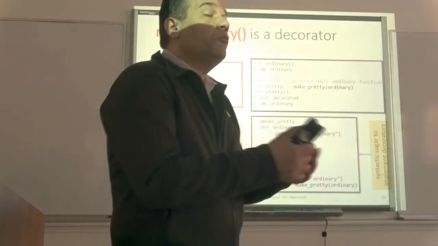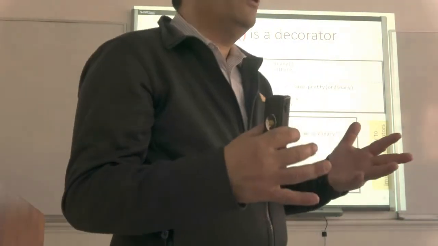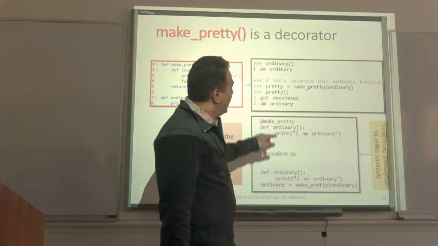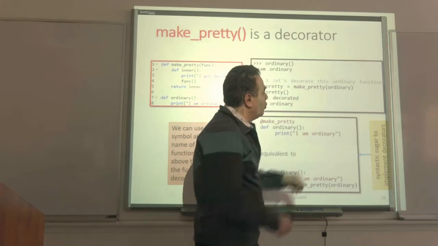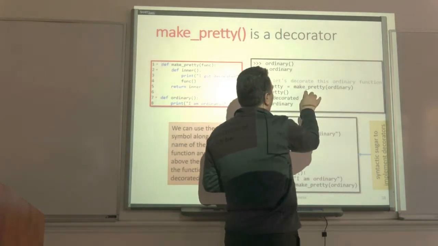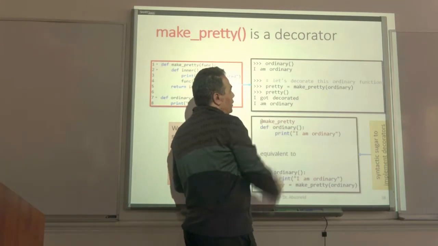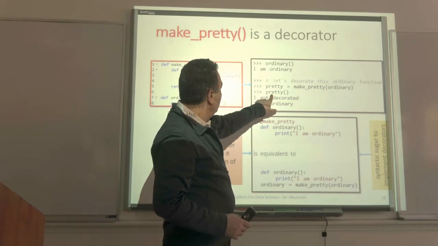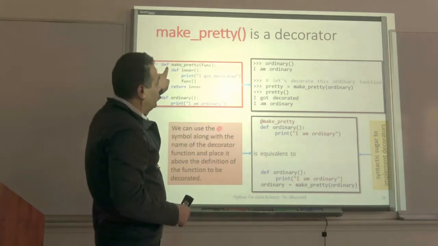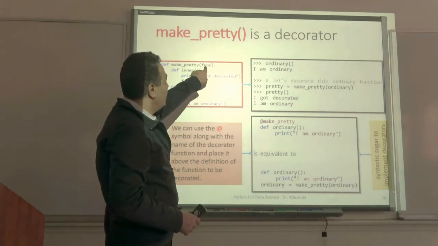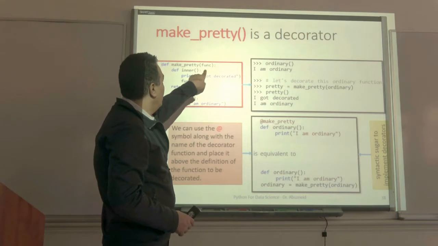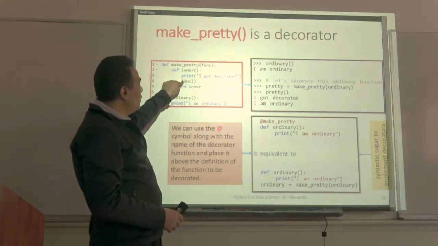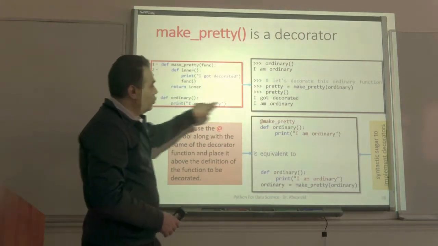What does it mean to decorate? Add more functionality. So let's decorate this ordinary function. We make_pretty(ordinary): we passed the ordinary function to another function, and we saved it as an object. We call it pretty. When I call pretty in here, what does it do? Let's take a look. It will call the function, which is ordinary. Then it prints "I got decorated," and then we'll execute the function. What is the function? It prints "I am ordinary."